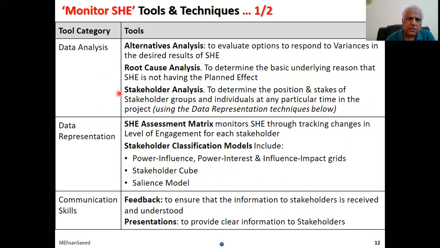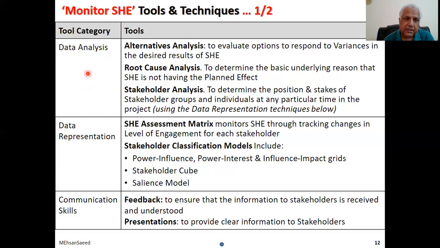Then is the stakeholder analysis. Of course, root cause analysis is also a kind of stakeholder analysis. You as project manager would be doing a stakeholder analysis by classifying them into different categories, and we are going to learn tools. You would classify them according to some of these tools which are mentioned here. You would like to carry out analysis of a new stakeholder who has a stake in your project, or you would like to review these strategies with the previous stakeholders. So all that would fall into the realm of stakeholder analysis. So that was data analysis techniques.